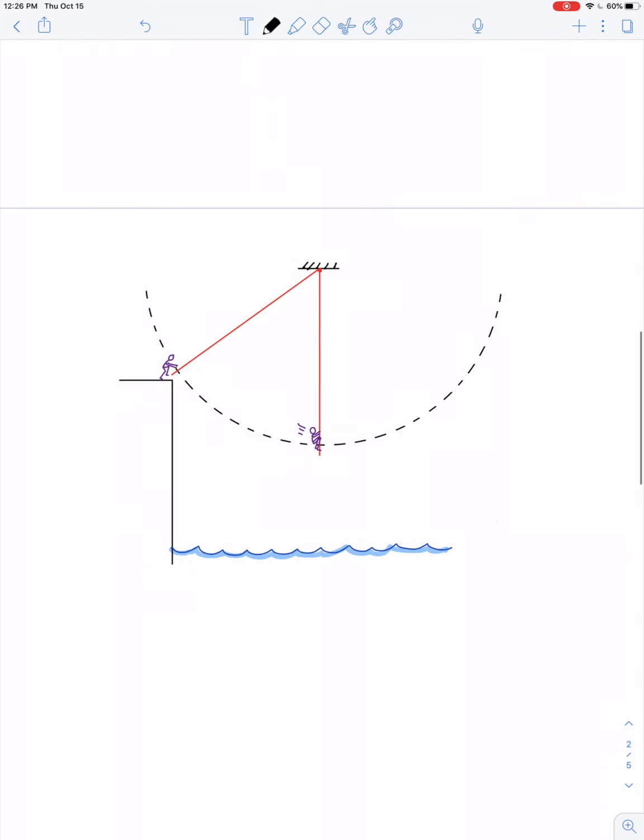Now, what if this person were just hanging from the rope? What if they hadn't stepped off this ledge? What if the rope was always in a vertical position? How much tension would be in the rope? Well, if they're just hanging at rest, then they're in a state of equilibrium. The tension pulls up, gravity pulls down. 50 kilograms times 9.8 meters per second squared gives us 490 kilogram meters per second squared. In other words, 490 newtons. So the tension would also have to be 490 newtons.